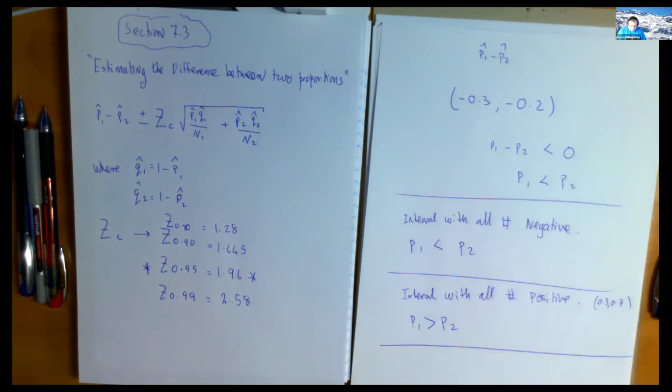Now, what happens if the interval has negative and positive numbers in it? Well, in that situation, you really don't know if one's bigger than the other. It might be, it might not. You can't really tell for sure. So we're calling that kind of inconclusive.